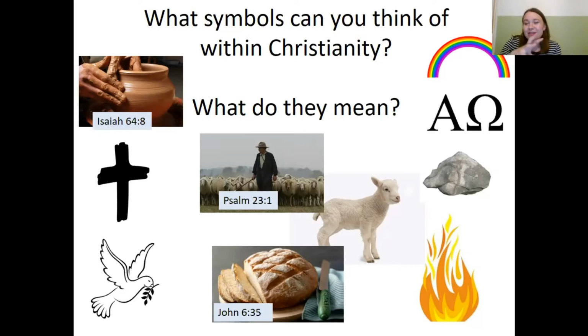So the thing about symbols, and we'll come to criticisms later, is that it can be a bit confusing because they mean different things to different people, and they can be interpreted in so many different ways.